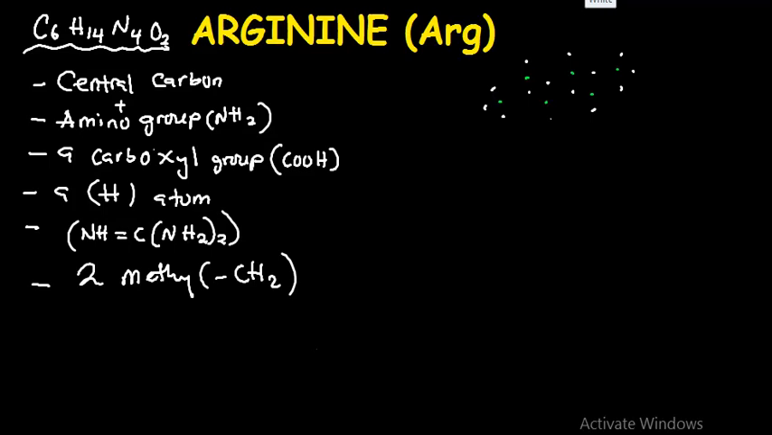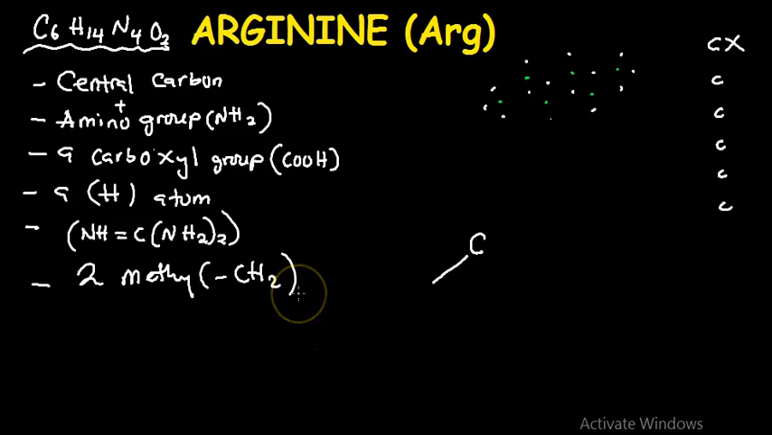Okay, starting with the first one. We said it has a central carbon. Let's put the central carbon here. And at the end of it, we're going to have the guanidino group. Let's draw the guanidino group separately. Here we're going to have another carbon in the guanidino group. So if the carbon count is 6, we're going to have 1, 2, 3, 4, 5, 6. Counting the central carbon, we have eliminated 1 carbon here. So the next thing we need to write here is the guanidino group.